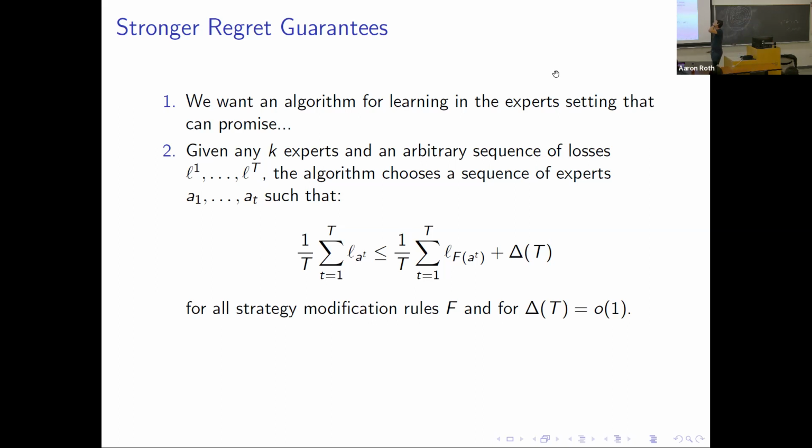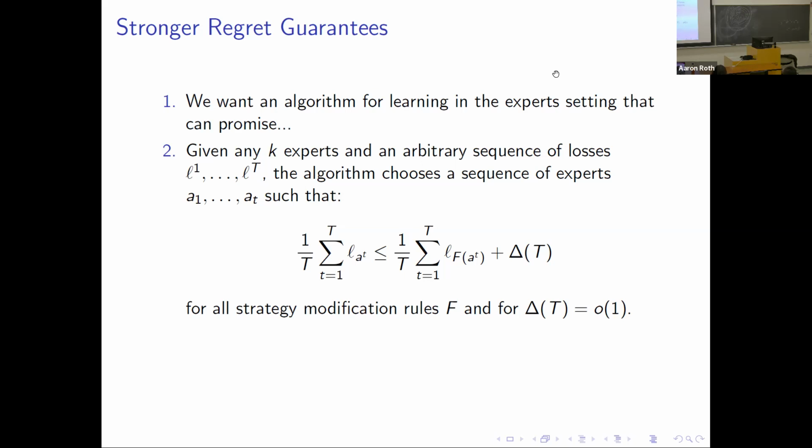Here we have the stronger goal. We'd like to come up with an algorithm that for arbitrary sequences of losses can pick experts such that the accumulated loss of the algorithm, the sum over all of the rounds of the loss of the expert we chose at that round, is no more than the loss we would have accumulated in the counterfactual world, where at every day t, rather than playing action a_t, we played action f(a_t) for some strategy modification rule f, where f can map arbitrary actions to arbitrary actions.